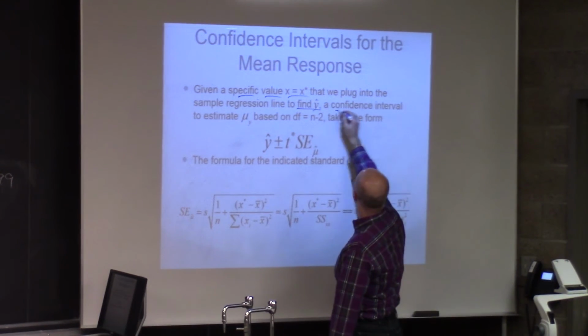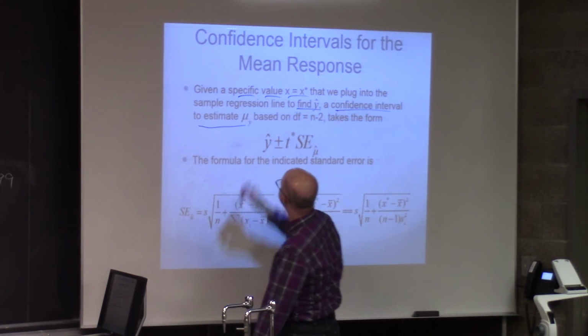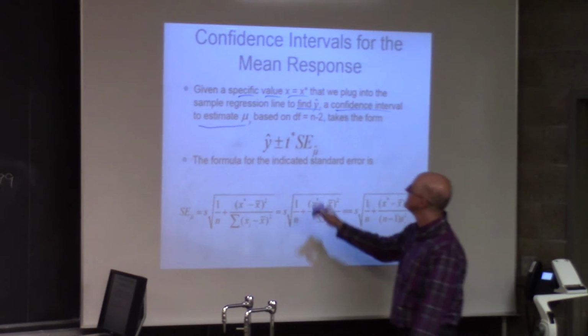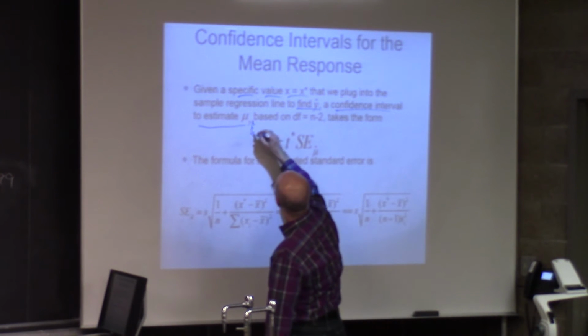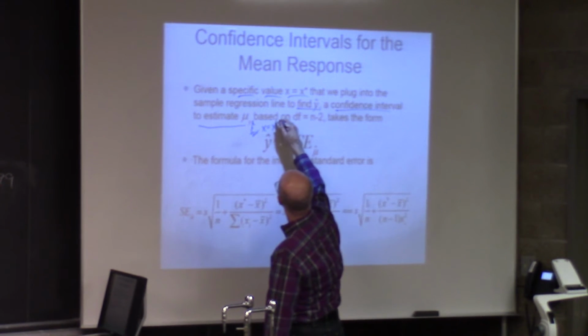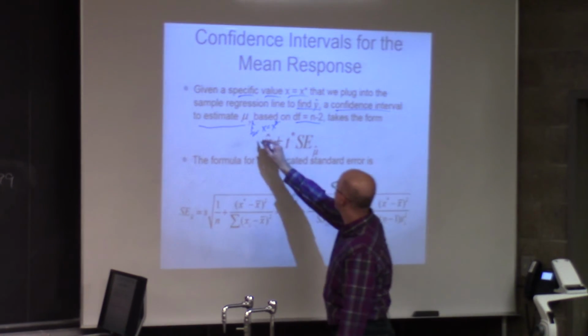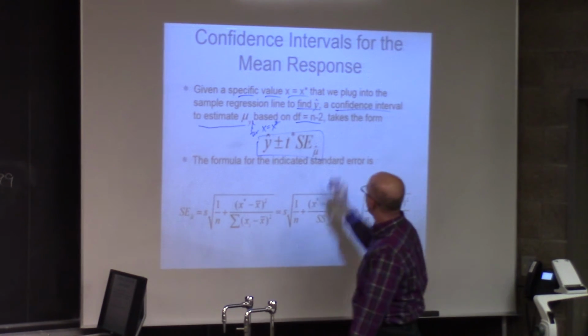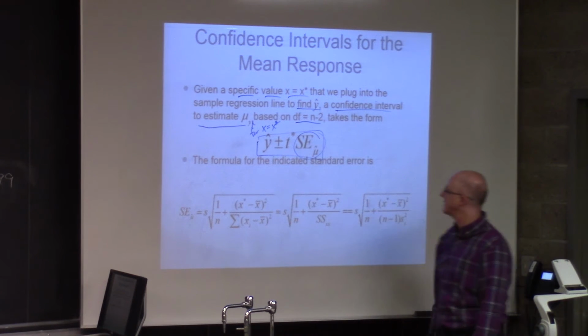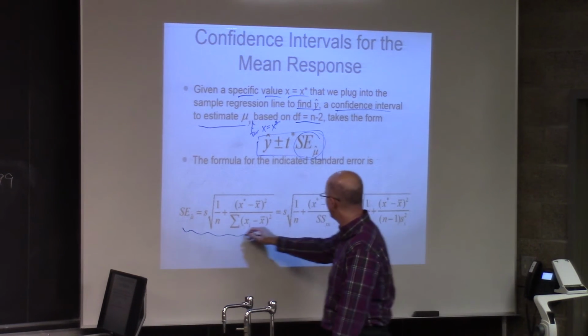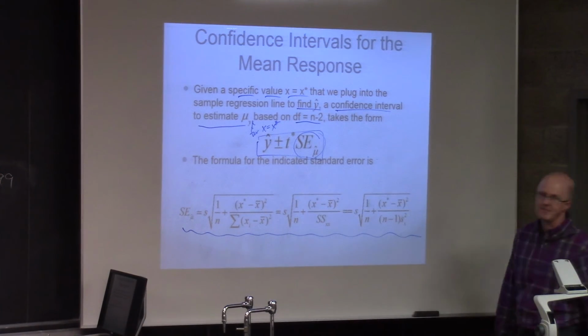and then we find what's called the confidence interval to estimate the mean of the y's for that given x, or x equals x star, based on n minus 2 degrees of freedom. It takes this form where this standard error is a new kind of standard error, and it's got a formula we've never seen before, and it's a very complicated formula.